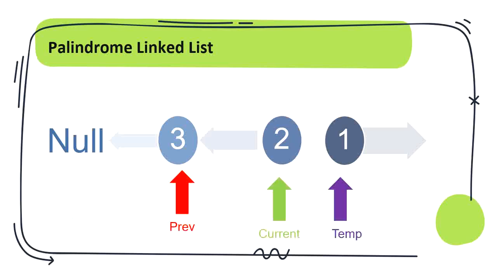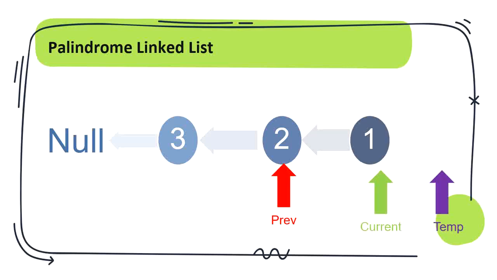As we are pointing current.next to previous, our node 2 is reversed now. So the rest is only one node with value 1. Now our linked list is completely reversed and our slow pointer will point at the node 1.